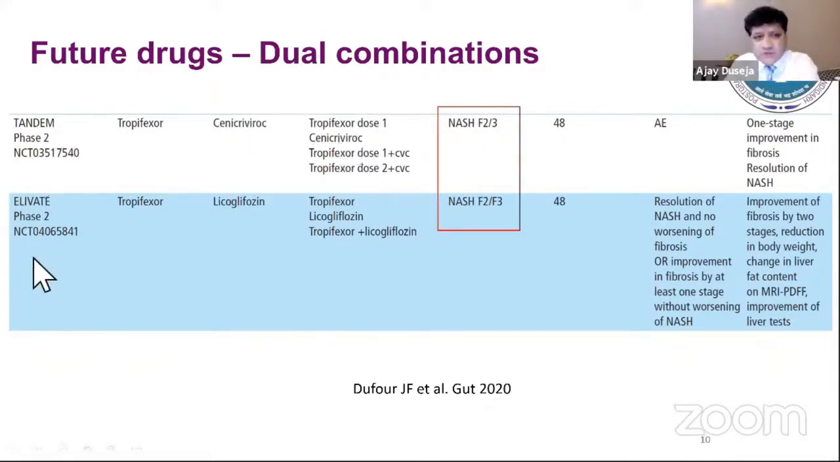This is a phase 2 study. And the other study is from the company Novartis, which is an ongoing phase 2 study, and it's a global study. In India also, there are, I think, 14, 15 centers. We are also part of this study called the ELEVATE study, which is combining tropifexor, which is again an FXR agonist, with licogliflozin, which is an SGLT2 inhibitor.